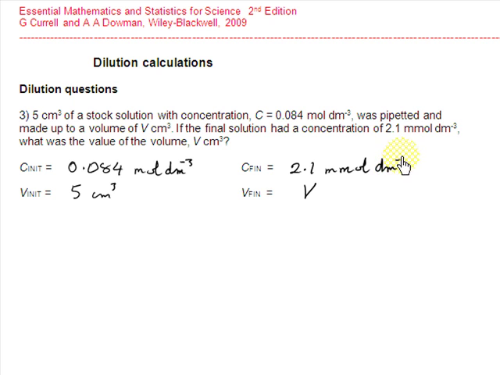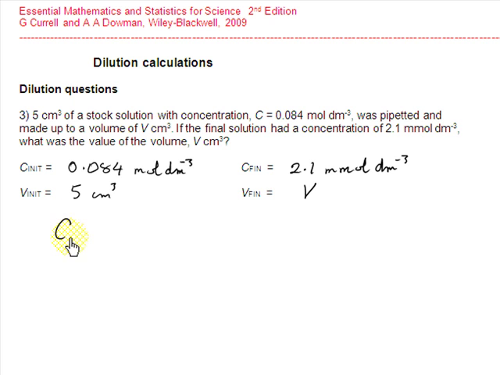decimeter cubed. Now, the first thing we note is a difference in units between the initial concentration in moles per decimeter cubed and the final concentration in millimoles. So what we need to do is to convert them into the same units. It doesn't matter whether we make it both moles or both millimoles. I will just choose to convert the initial volume into millimoles.